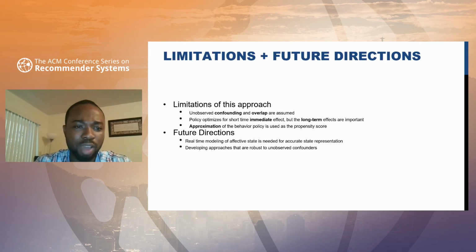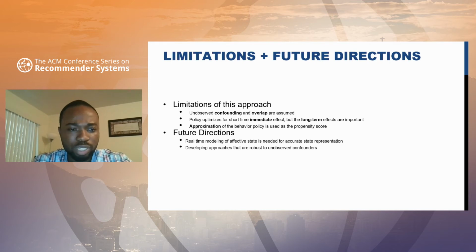So what are some of the limitations of our work? We assume that all the confounding variables are observed, which is almost always not true for observational studies. And we assume that there is enough overlap. In this work, we optimize for the short-term immediate effect of strategies, while you can argue that strategies have long-term effects on outcomes. And we approximated a behavior policy with propensity scores, which is not the ideal way of doing things if we had a behavior policy, but that is the constraint of the data.